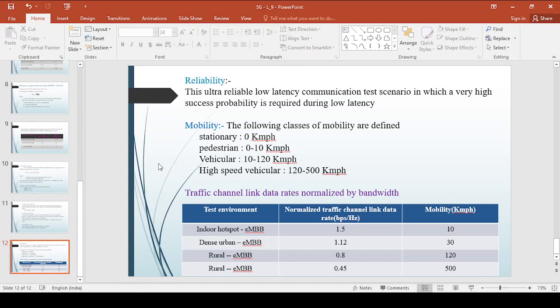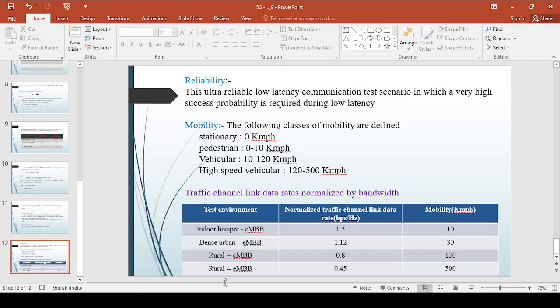Now this mobility values under different test scenarios, I have represented here. We have three different test scenarios: indoor, dense urban, and rural. For the indoor, the normalized traffic channel link data rate will be 1.5 bits per second per hertz. This is the minimum requirement under the indoor test environment, and the mobility will be 10 km per hour, under the state of pedestrian.